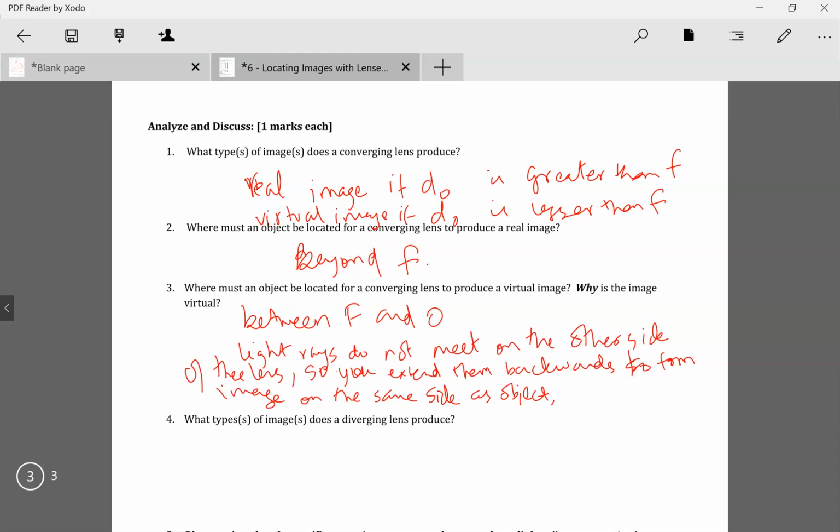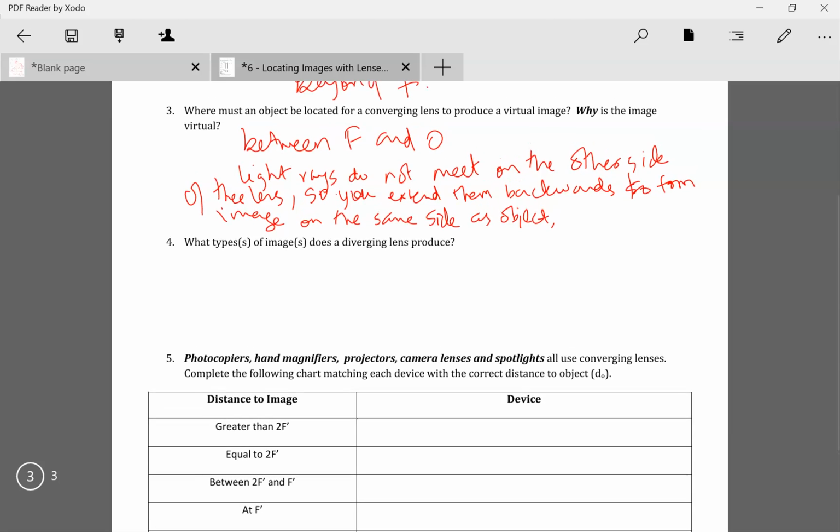You can also explain it by saying the object is too close to the lens, so the converging lens doesn't converge those rays enough for them to really meet on the other side of the lens. Basically the light rays meet on the same side, so that's why it's a virtual image. You have to extend them backwards using dotted lines, right? So that's what makes it virtual. It's not a real image because it's not real light. You kind of project the light backwards. A diverging lens always produces virtual images. Very easy. This is really what I wanted to talk about.